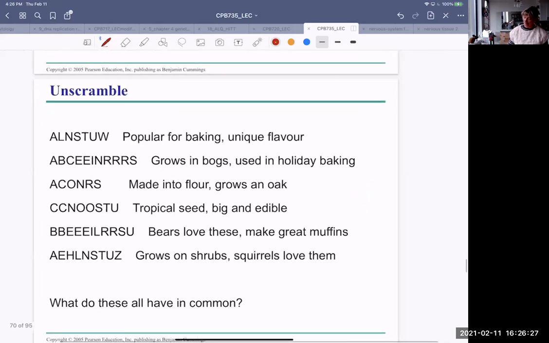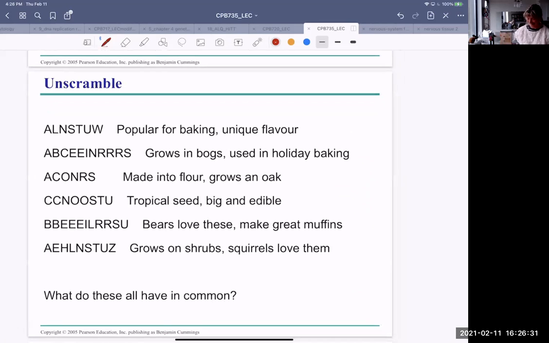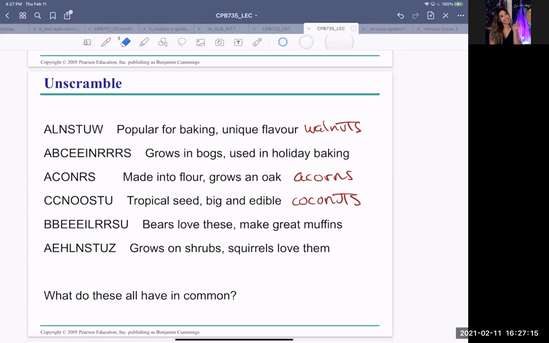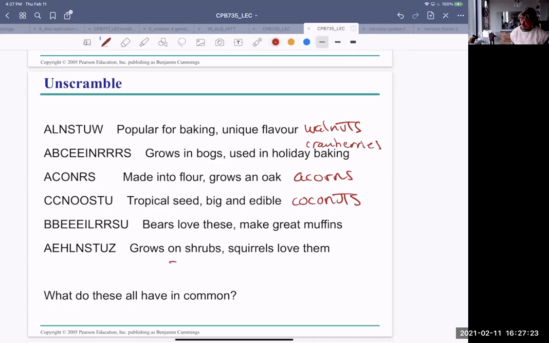All right, here's an exercise. Unscramble the words, and they are plural. Can you tell what they are? Is the first one walnuts? Yes. Walnuts. Third one's acorns. Acorns. Yeah. Coconut. Yeah. Cranberries? Yeah. Hazelnuts are my favorite. Oh, are they? They're nice tasting, aren't they?